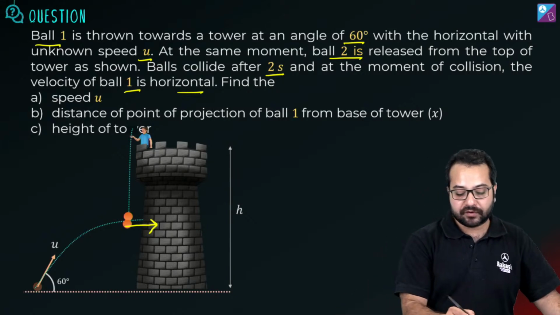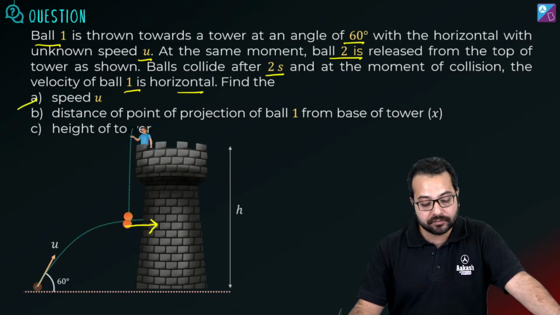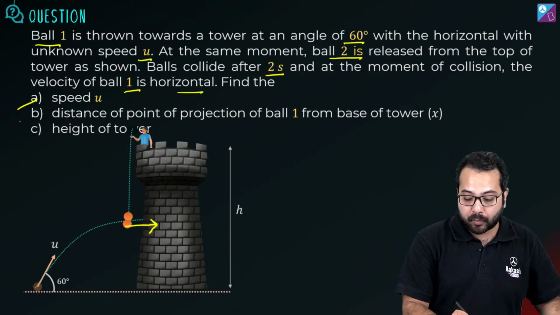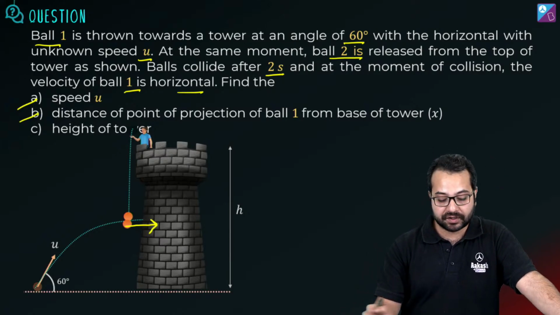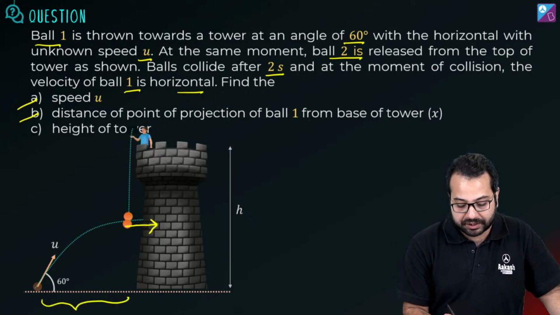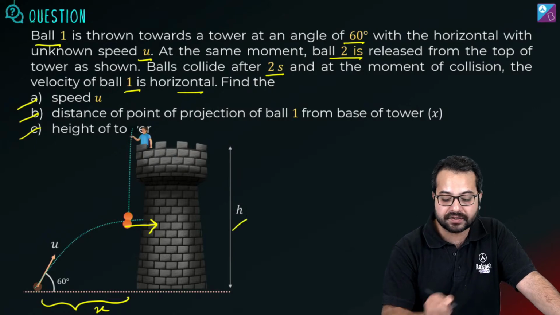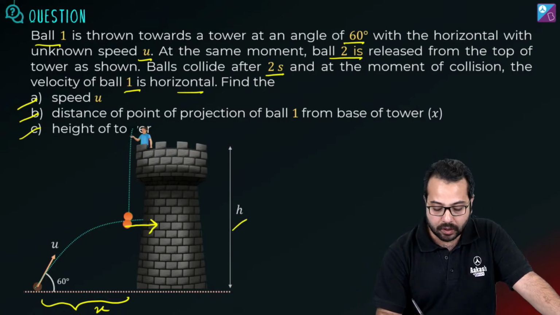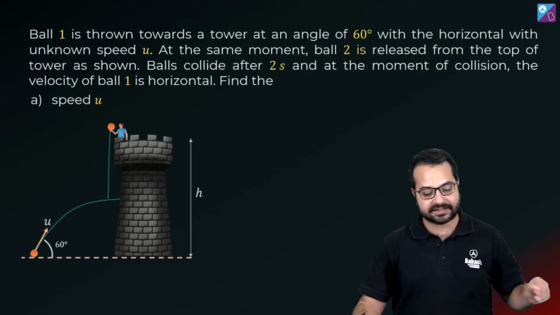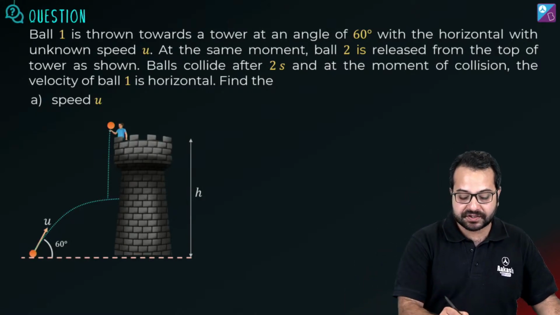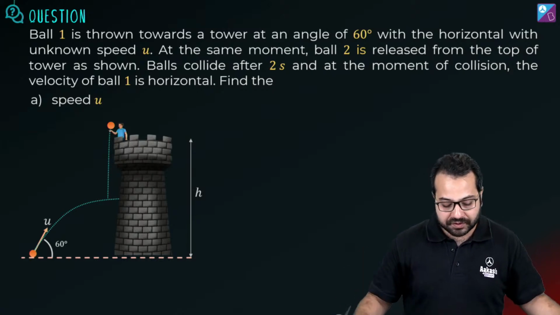So what are the things we have to find out? We have to find out what is the speed u. We have to find out what is the distance of point of projection of ball 1 from the base of the tower, which means we need to find this out, and we also need to find out what is the height of the tower. Okay, so let's solve this one by one. So let's get started. First of all, what do we need? We need what is the speed u. How do we know what is the speed u?